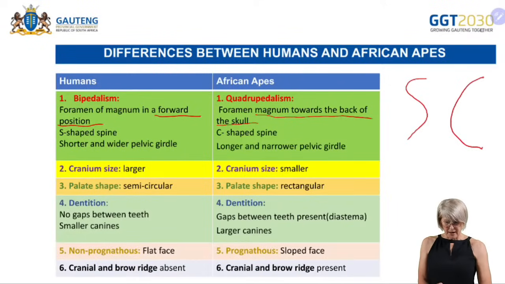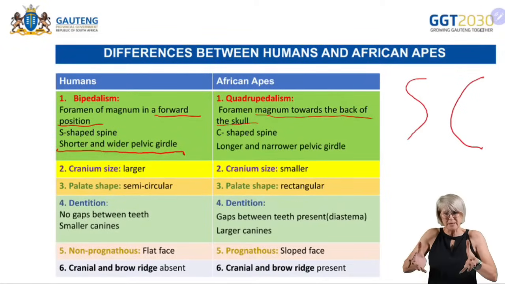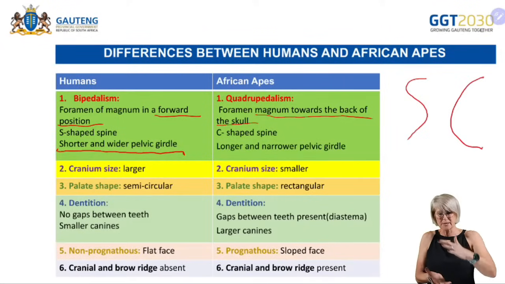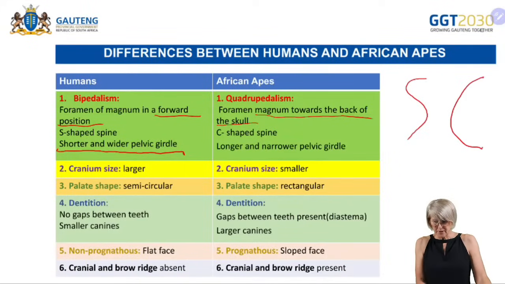Right, then also another difference is a shorter and wider pelvis. So humans have a much broader, so it's a shorter pelvis. It's quite bowl-shaped, and that is to carry the weight of the upper body, whereas the African apes have a longer, narrower one. The cranium size, as we said, is larger, whereas this one is smaller.